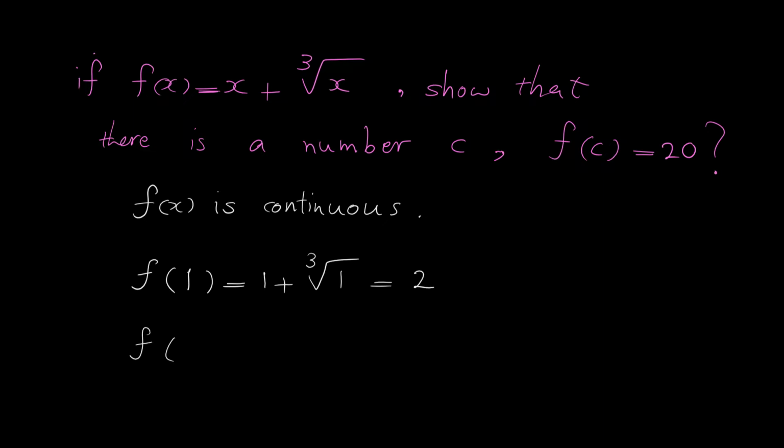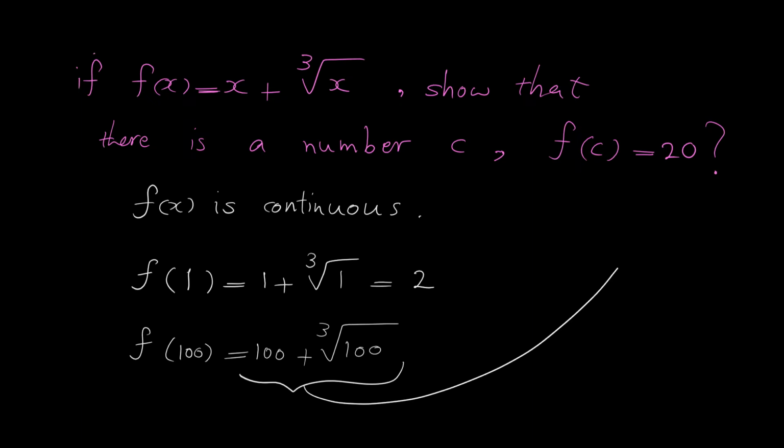But let's say you choose randomly 100. If you plug in 100 for x, it would be 100 plus cube root of 100. We cannot find the cube root of 100 without a calculator, so we leave it like this. But it's obvious that this value is greater than 20, and this is enough for us. We don't need the exact value of the function at point 100. So we leave it like that.